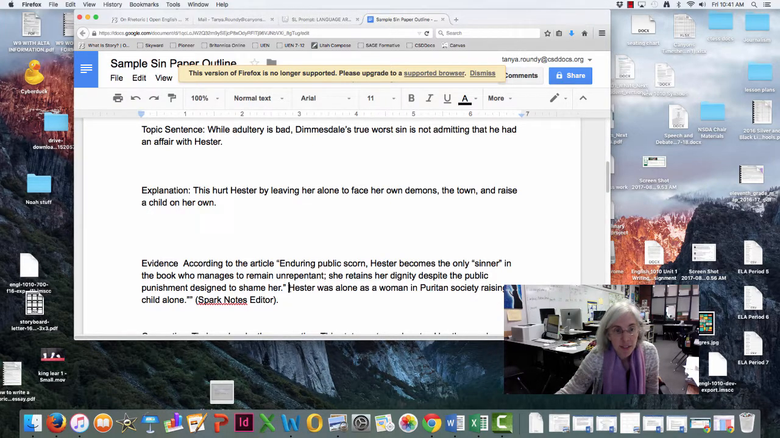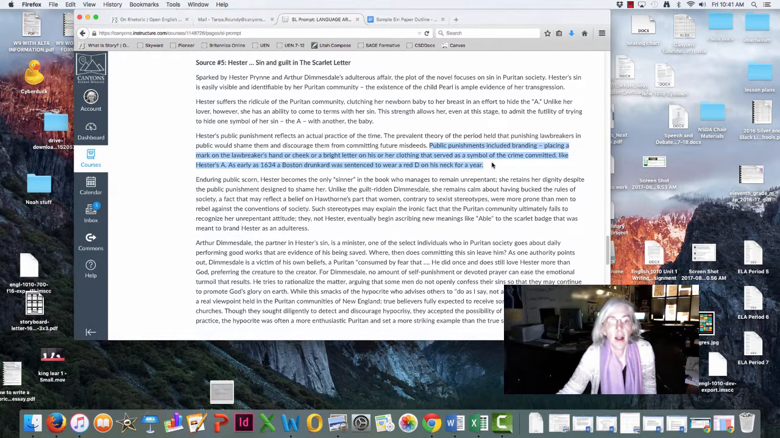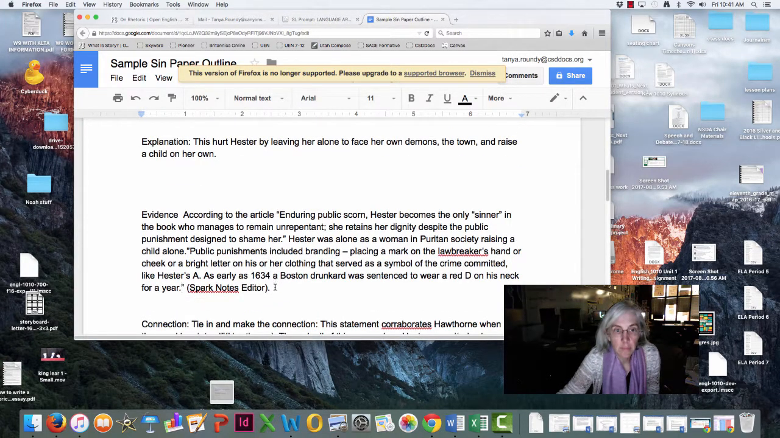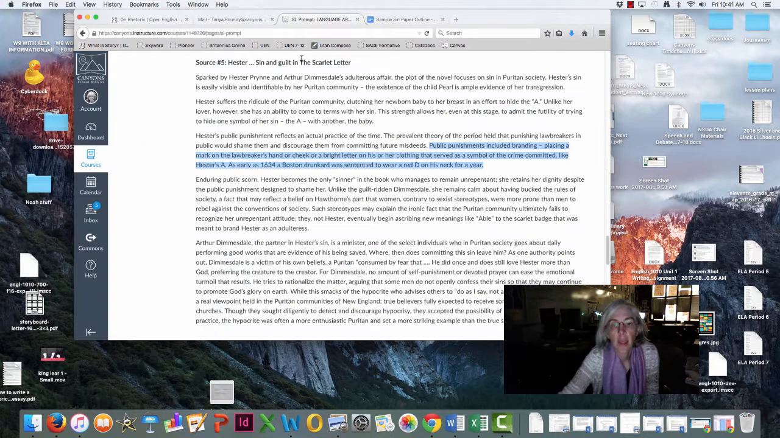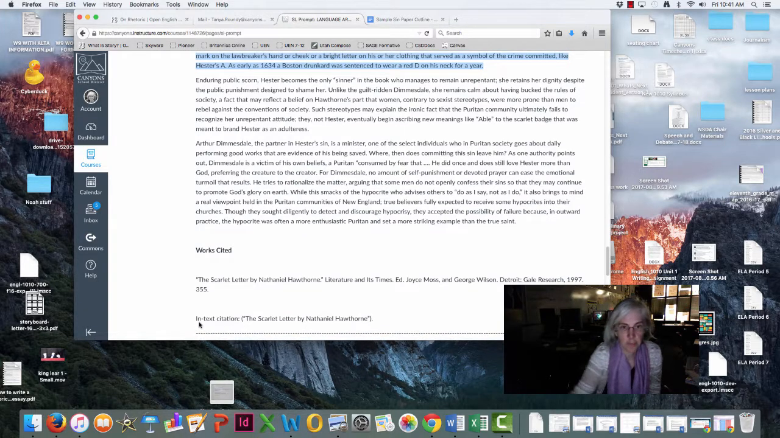Then I need to cite my source. You can copy and paste that in here as well. It's at the end of each of these. In-text citation, copy and paste, right? So we copy and paste in our citation here.